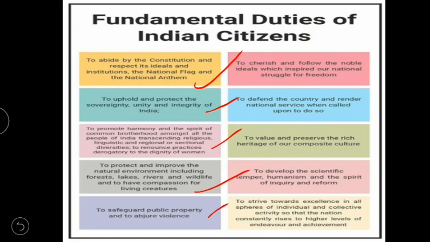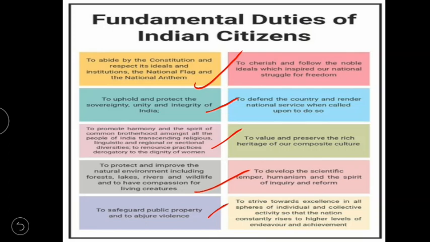Now the seventh one: to defend the country and render national service when called upon to do so. Whenever we are asked to serve the country, we must appear for that. Understood? देश में कभी भी जरूरत पड़े, कभी बुलावा हो तो हम लोगों को जाना होगा. It is our duty. जाना चाहिए. देश है तो हम है तो कल है. Understood? So it is there.